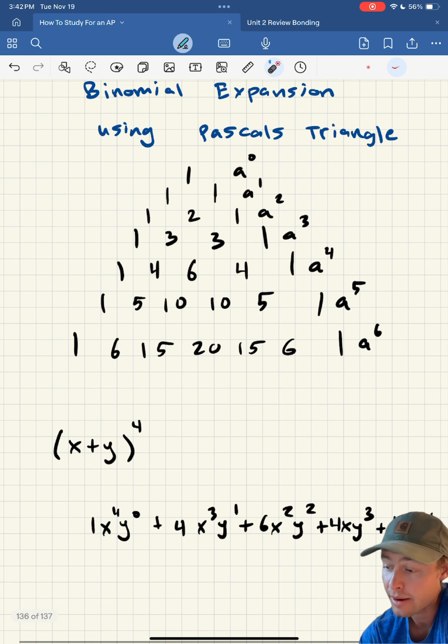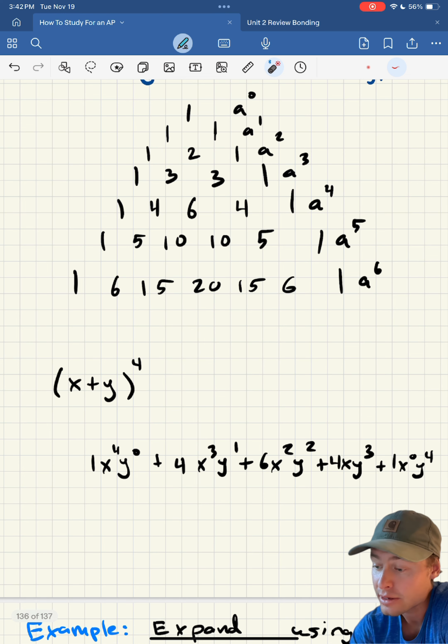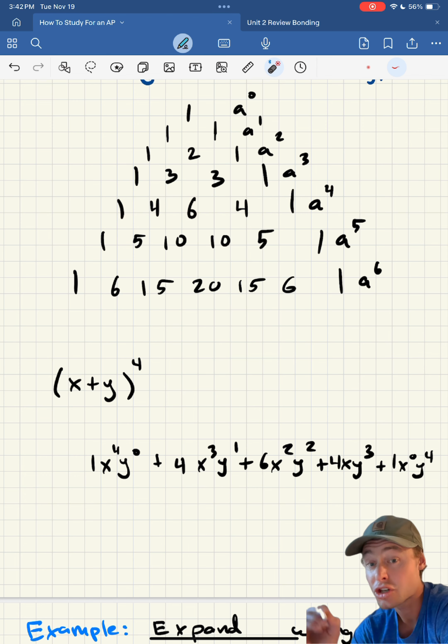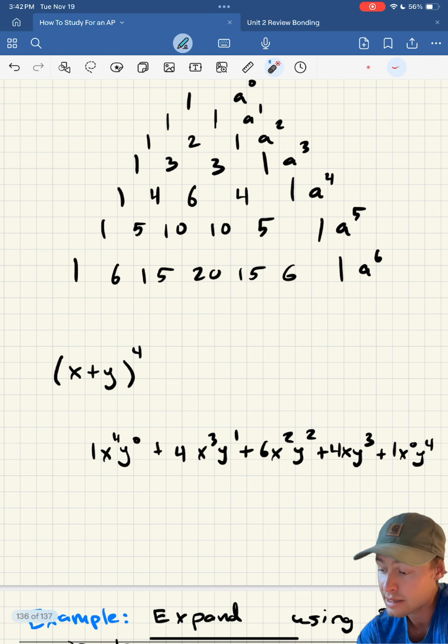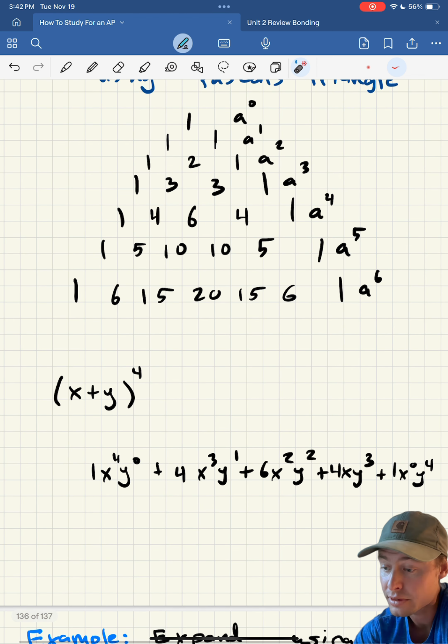Now, what do you do from there? Well, that tells you that your expanded binomial is going to need to have 1, 2, 3, 4, 5 terms, where each of these numbers is the coefficient of each term. Okay, and so this is how it works. Let's go through it slowly again.